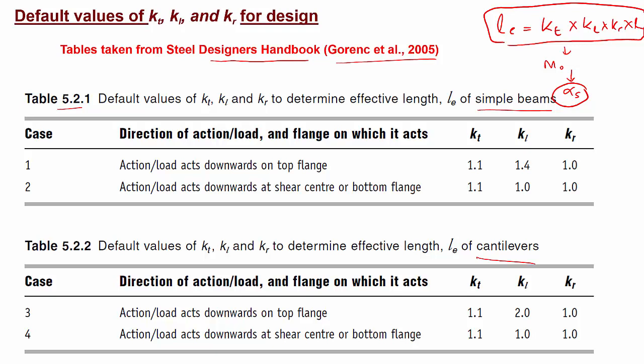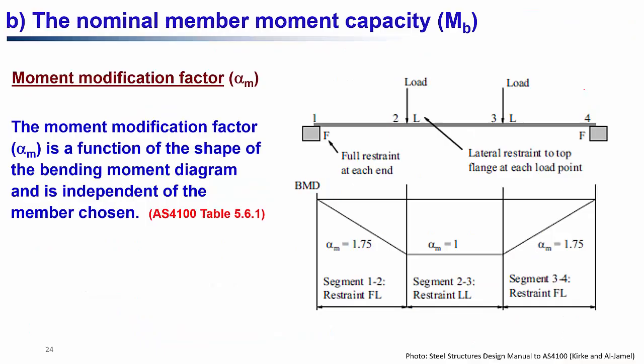Now, once we know alpha_s, the next step is to find the alpha_m factor, that is the moment modification factor. So let's look into it. Why do we need the moment modification factor?